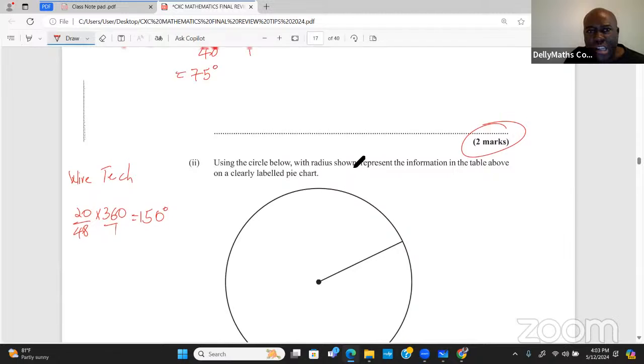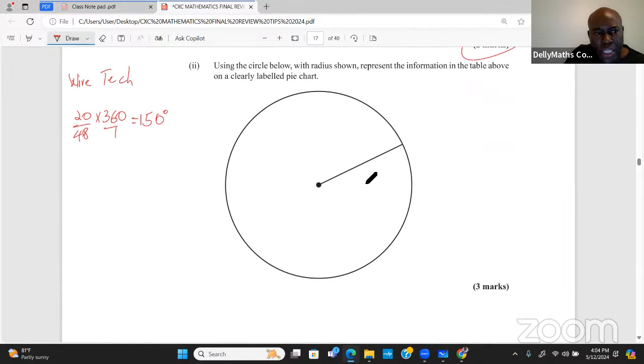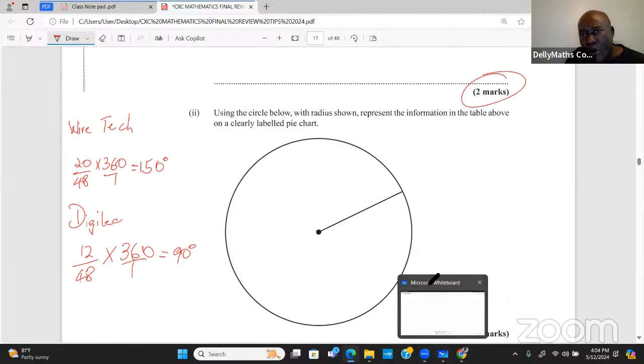Let us look at another one. Digilec is 12 out of the 48. So it's 12 out of the total of 48. You multiply this by 360. And as you could see, this is a quarter because 12 out of 48 is a quarter. I'm getting 90 degrees right here for Digilec, right? 90 degrees for Digilec. And let's go for the last one that represents other.